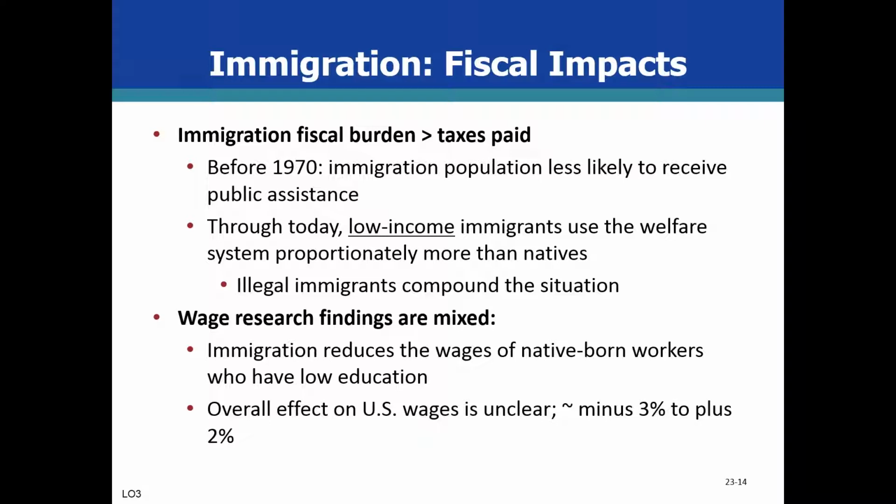So this is basically some fiscal impacts. The key learning here is, before 1970, there was less welfare, health, and education system that these people could access. Since 1970, the low-income immigrants have used the welfare system proportionally more than natives. Illegals again just compound it, and the wage impact is really inconclusive at this point, and you can see how depending upon the sector you looked at, it could influence the results.